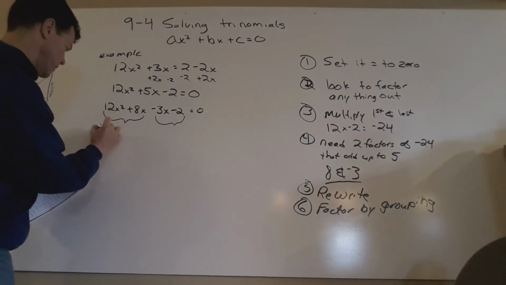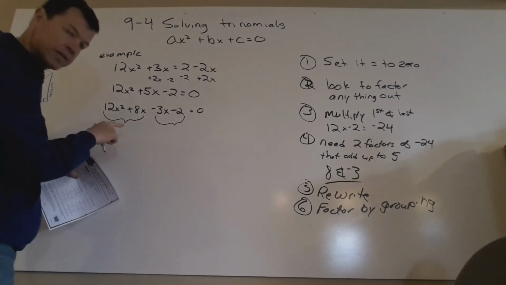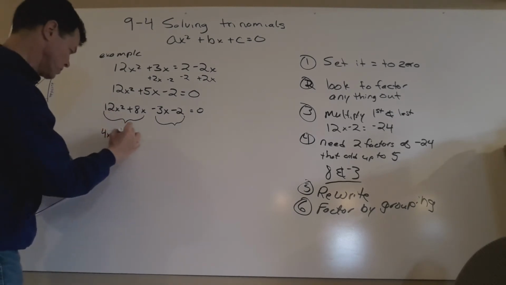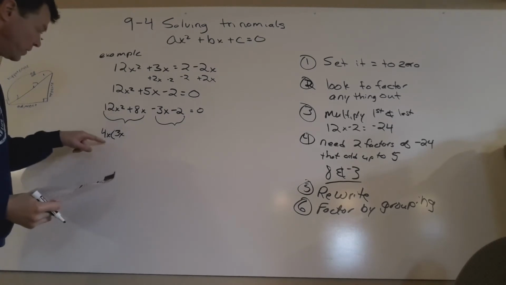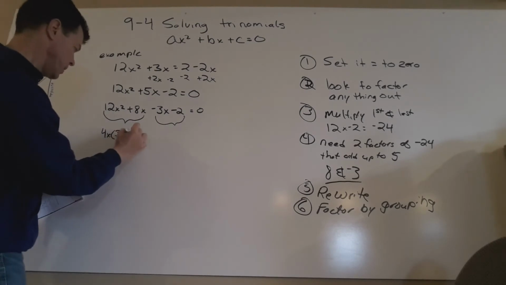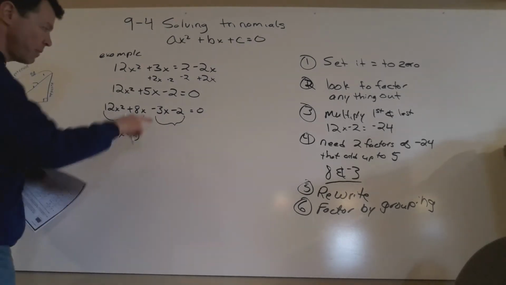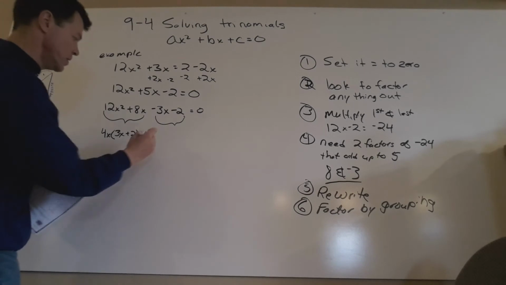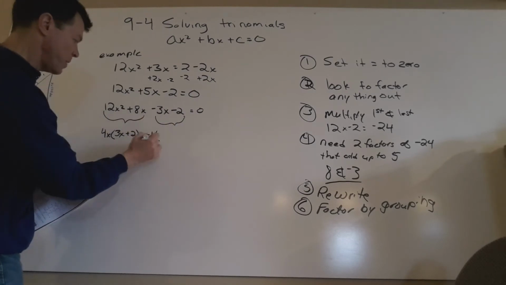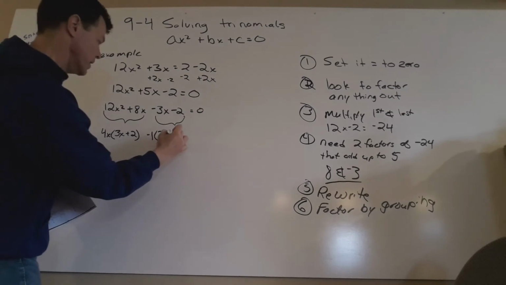Well, I can pull out a 4x. I pull out a 4x, and then I have a 3x remaining. 12x squared divided by 4x, that's 3x. And then 8x divided by 4x, that's just going to be plus 2. On this side of parentheses, I need to end up with 3x plus 2 also. And you can see I'm almost there, except I have negative 3x minus 2. So we'll factor out a negative 1. Negative 3x divided by negative 1 is a positive 3x. Negative 2 divided by negative 1, that's a positive 2.